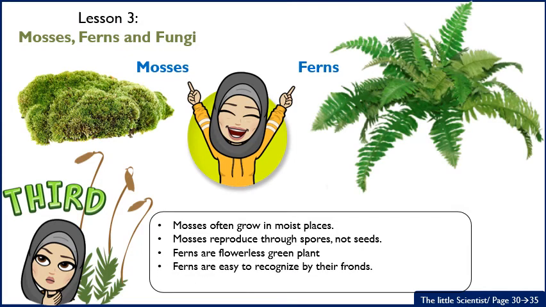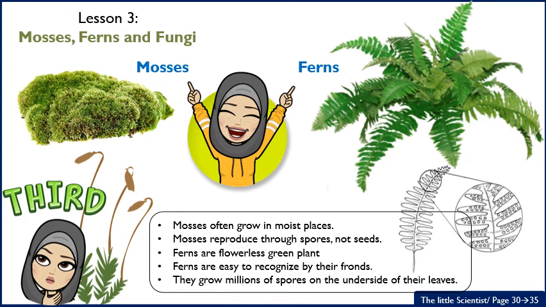And we can know them easily by the shape of their leaves. Their leaves are made of fronds. And on the back, on the underside of the fronds, they grow spores. Spores are tiny, small organisms that leave the plant's body, and when a spore finds the moist place or the right place to grow, it will grow into a new moss plant or into a new fern plant.